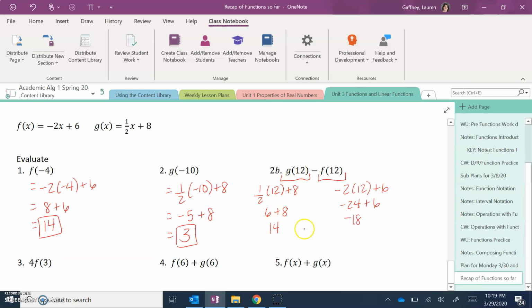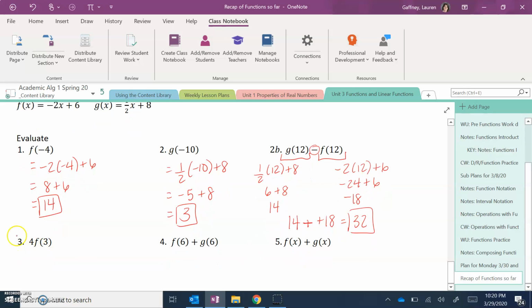Now, take the g, which is 14. We're going to subtract the f, which was -18. Well, minus a negative turns to plus. Once again, you can use a calculator. In our Zoom meeting, I will go through a calculator that you can download to use. So if we do that addition, we should get 32.